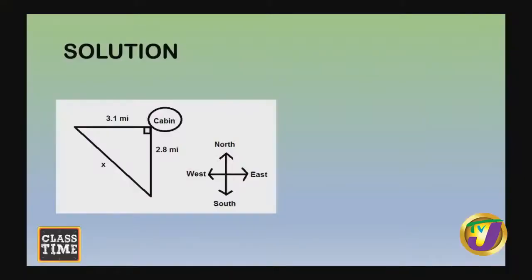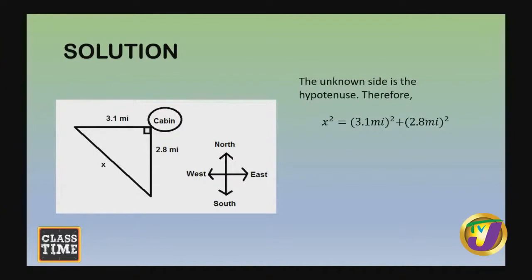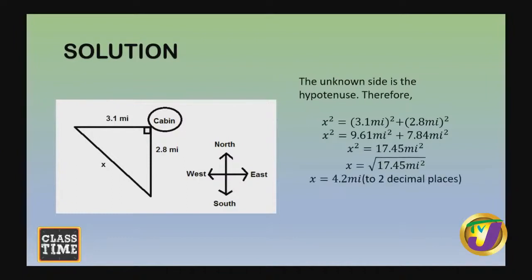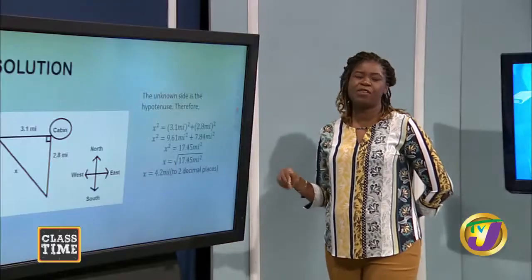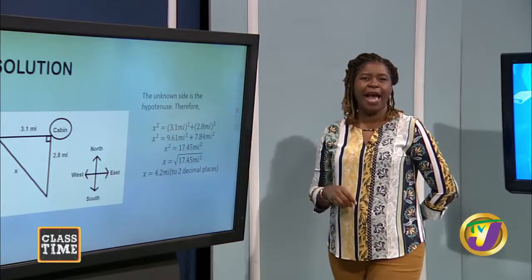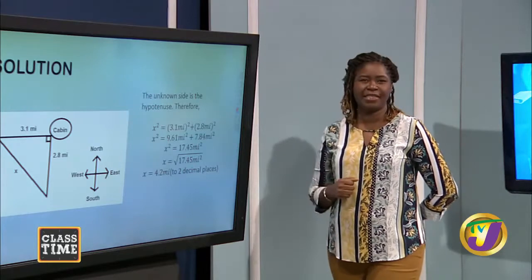All right. Okay, so the unknown is the hypotenuse, as we said. So here we have it. So when we actually do this, we find this is 17.45 miles squared. So the shortest distance here would be 4.2 miles, and this is to 2 decimal places. All right, we're going to come back to this question because we're going to take a quick break and we'll be back with more mathematics.